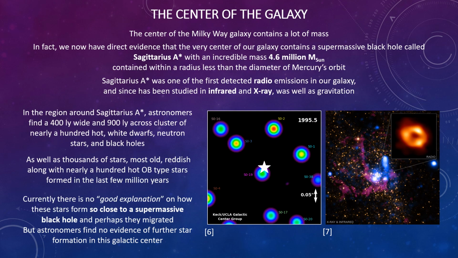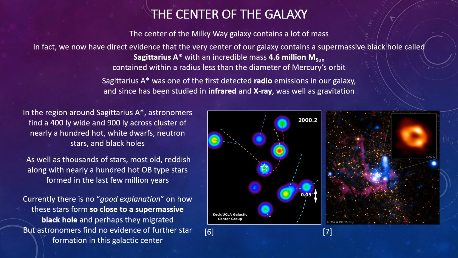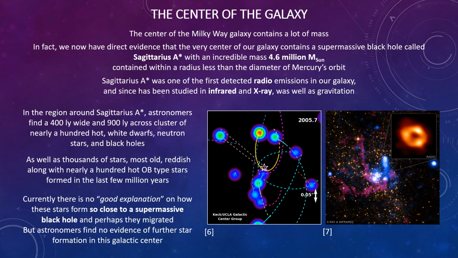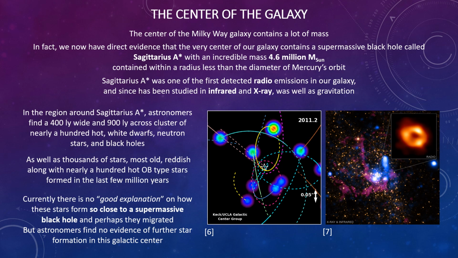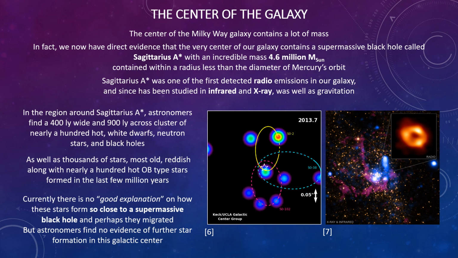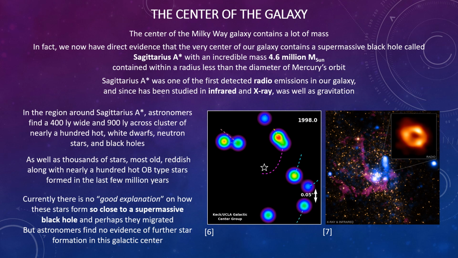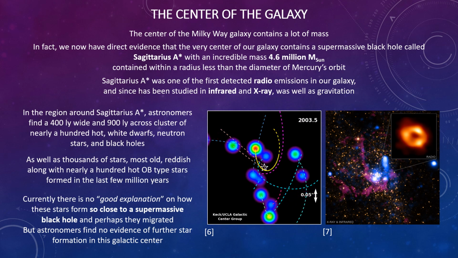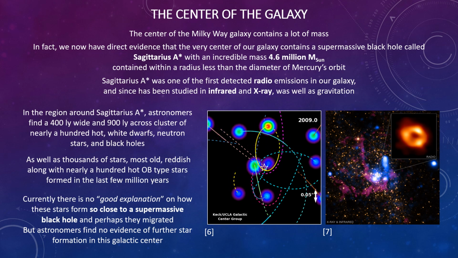So we just talked about how the center of the Milky Way didn't have enough mass to keep things bound that were in the outer parts, but it doesn't mean there's not a lot of mass concentrated in the center of the Milky Way. In fact, the center of our galaxy is home to a supermassive black hole, which we call Sagittarius A star. We actually say Sagittarius A star. That asterisk is pronounced as star in this case. So Sagittarius A star has a mass of about 4.6 million times that of our sun, and this is contained within a radius less than the diameter of the orbit of Mercury.